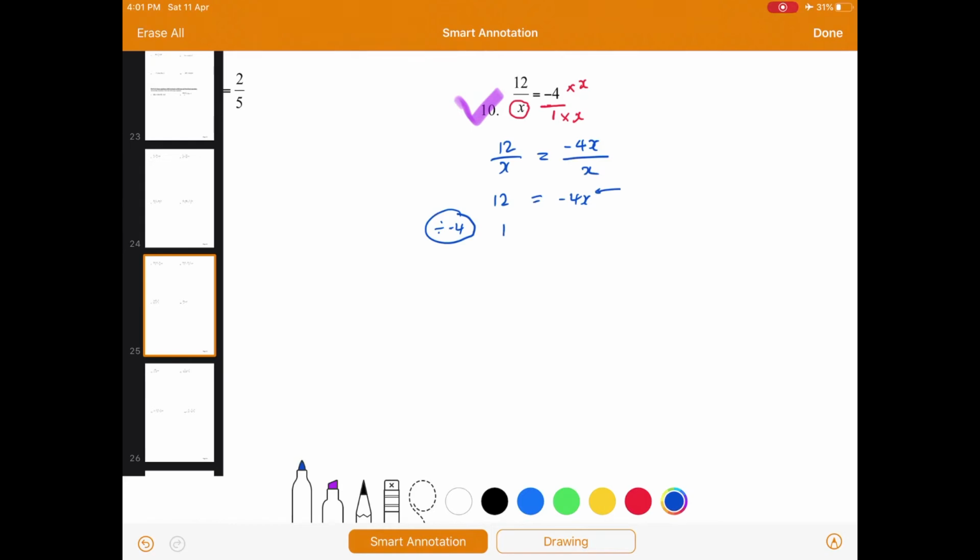So I can do it this way. 12 divided by negative 4. The right hand side also divided by negative 4. So the negative 4 can divide by negative 4. You get positive 1. So right hand side you're left with 1x. Left hand side you're left with negative 3.